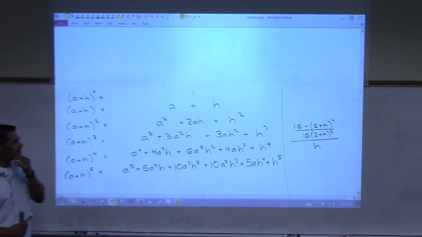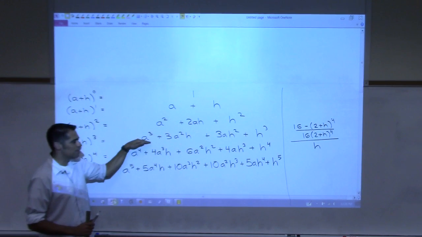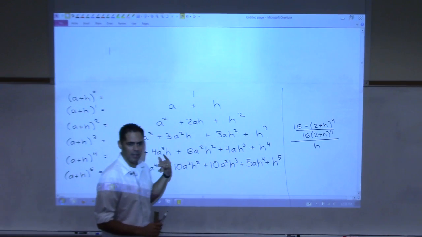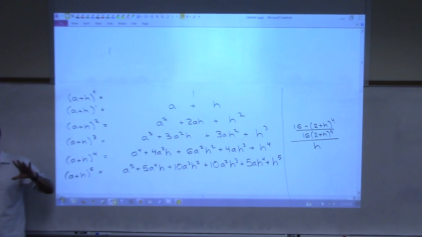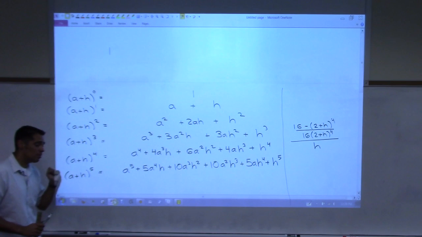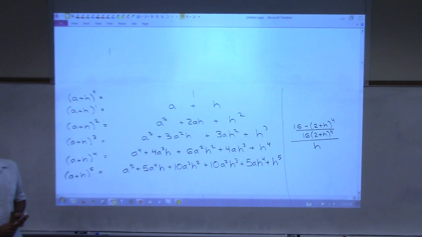What else? The h's are the same, but backwards, right? The h's aren't there, then 1 h, h squared, h cubed. Does everyone see that pattern? The powers on a come down. Simultaneously, the powers on h come up. But what about all those numbers?